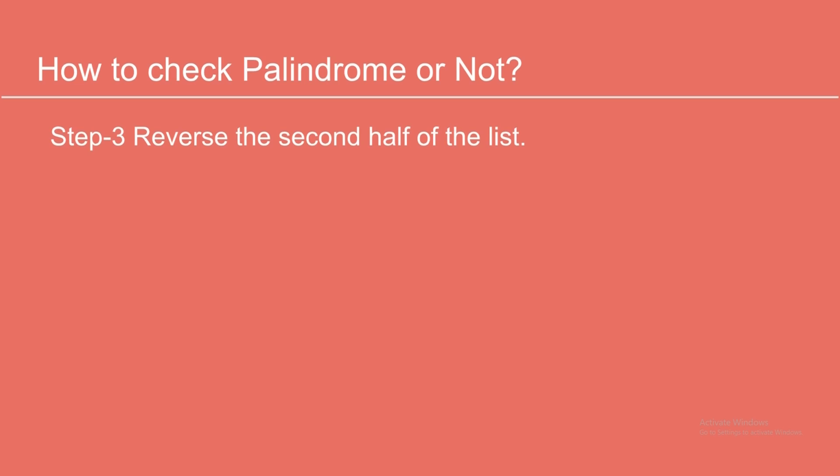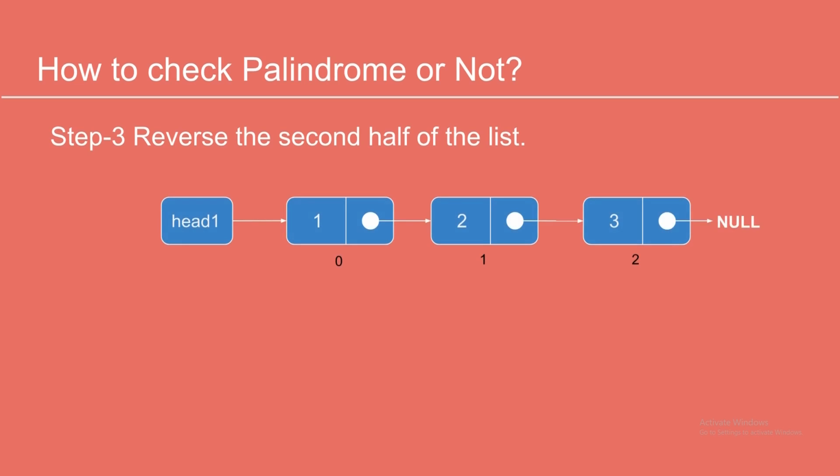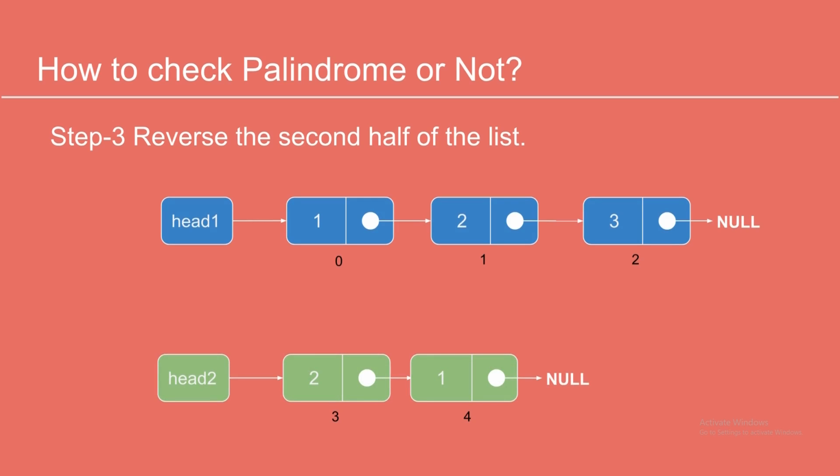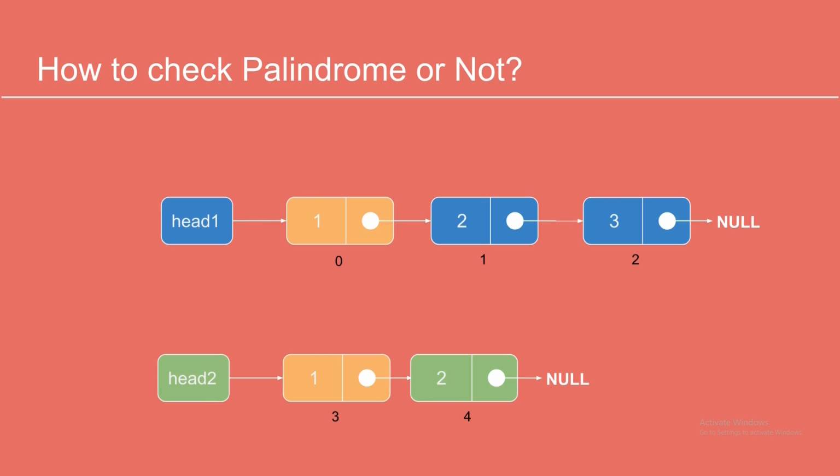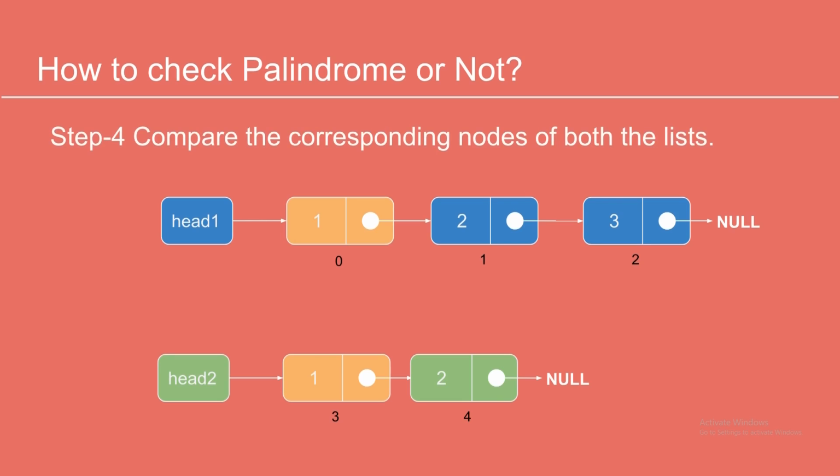Now the next step is to reverse the second half of the list. So the first half is 1, 2 and 3 and the second half is 2 and 1. We will reverse the second half. Now the second half is reversed with nodes 1 and 2. Next step is to compare the data of the corresponding nodes of both the halves. So 1 will be compared to 1, which is same, and then 2 will be compared to 2, which is also same. Since they are same, so we can say the list is palindrome.